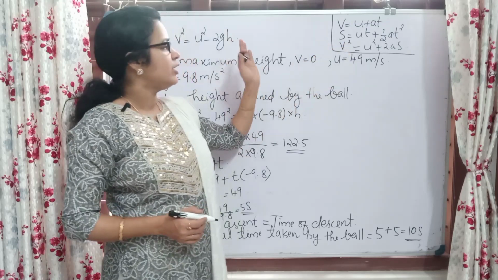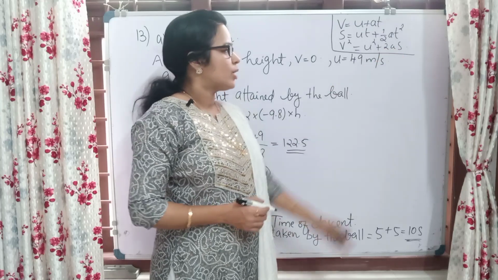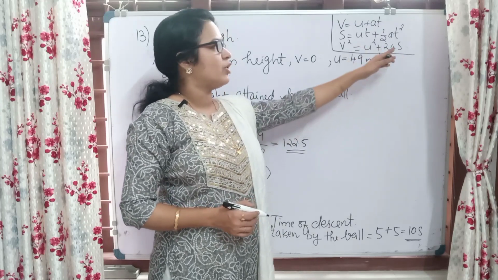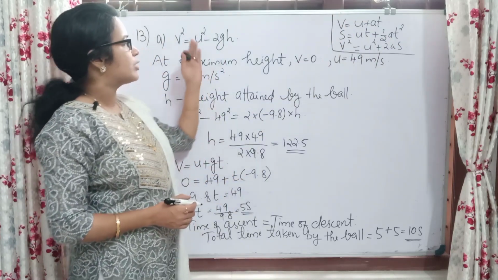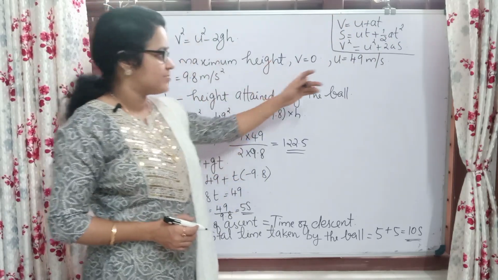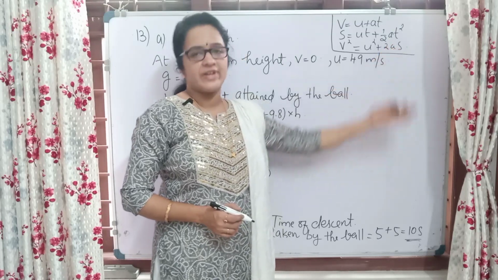Here we have v, u, and here instead of a we are using g. Okay, so these three quantities we have, only s we have to find. That means the third equation can be used. And here we are using free fall, means we can substitute g instead of a and h instead of s.